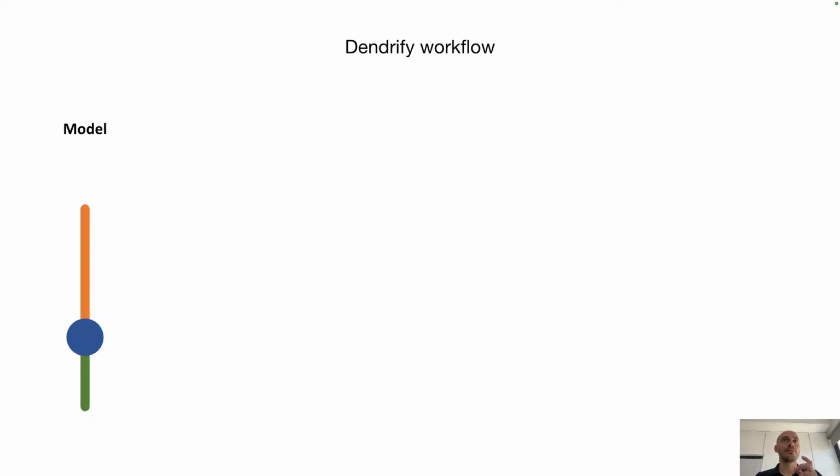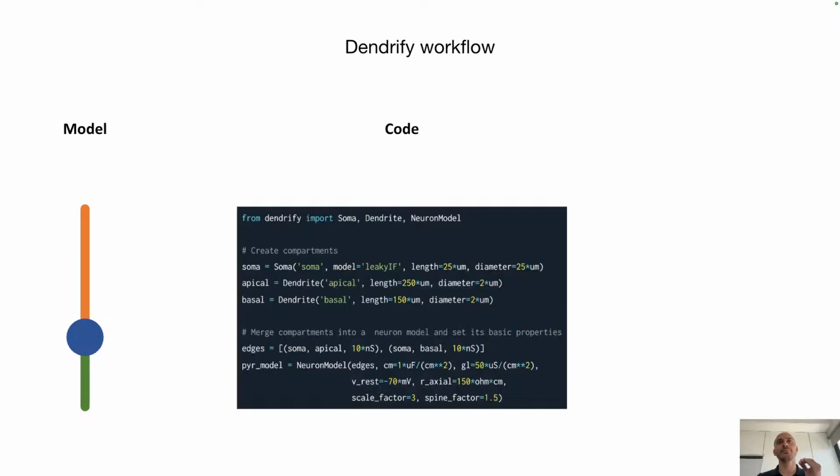And in general, the Dendrify workflow is as follows. First, you design a model as a cartoon representation of the model. It's, let's say, what you have in your mind as a model. Then you express it with some Dendrify code. It's actually very simple code. It's descriptive code. You don't need to be an expert in Python to implement Dendrify.